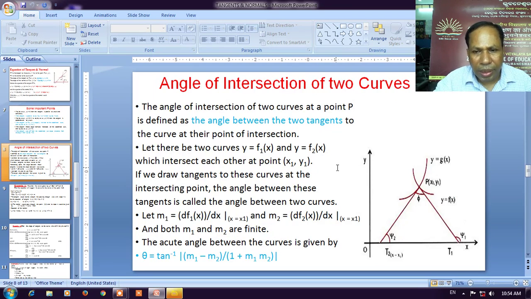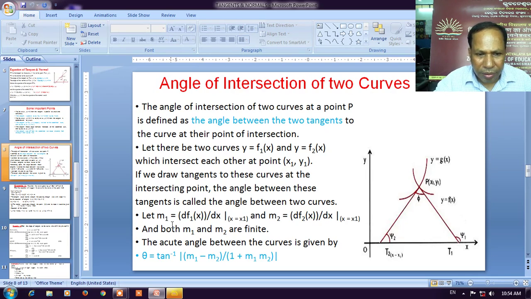Next comes the angle of intersection of two curves. The definition says the angle between two curves is nothing but the angle between their tangents at the point of intersection. Here in the diagram we find the two curves intersect each other at point P. So we draw a tangent to the first curve at point P and a tangent to the second curve at point P, and the angle between these two tangents is called the angle of intersection of the two curves.